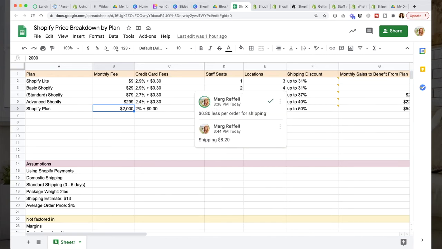We also have these savings for shipping. So 80 cents per order. So the shipping now becomes, instead of $13, like $8.20, and so on. So we've calculated those rates too.